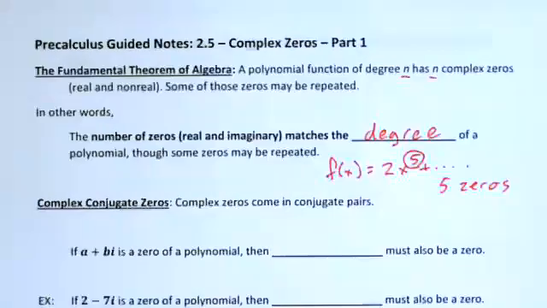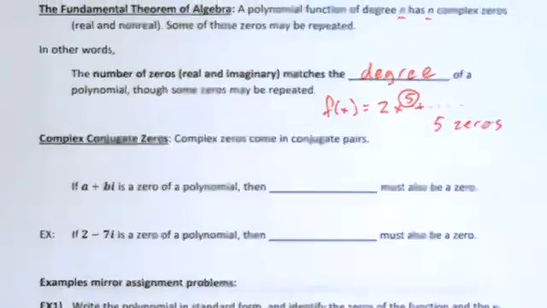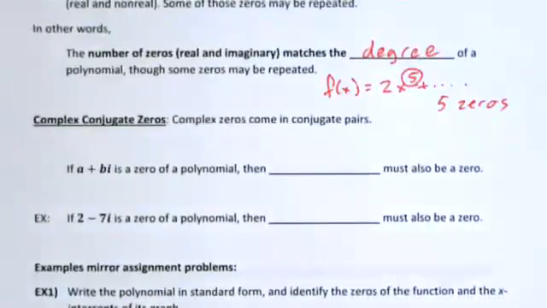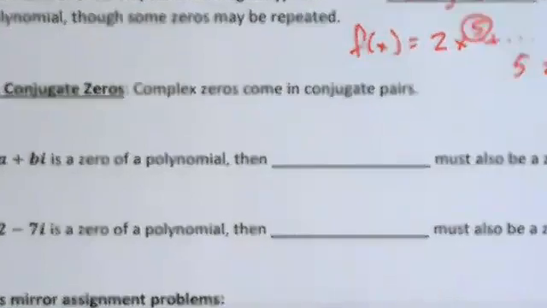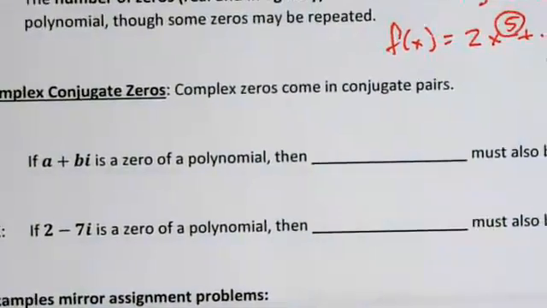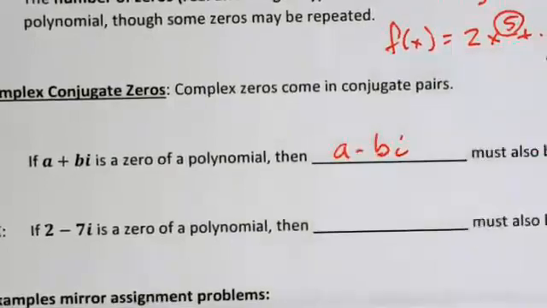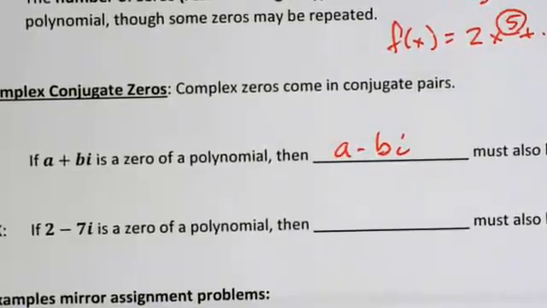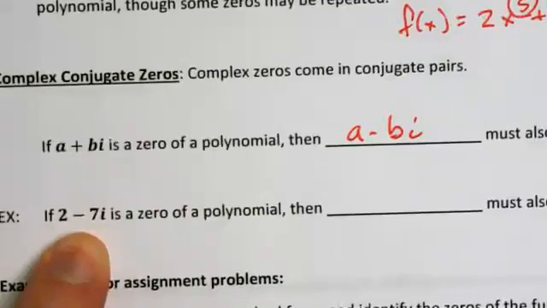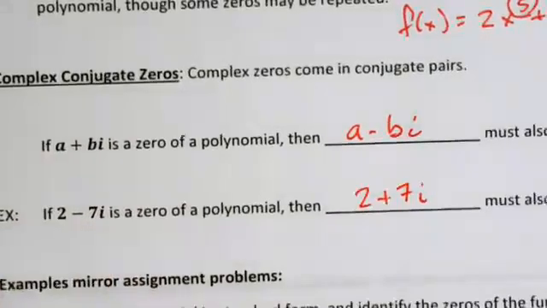Another important theorem is the complex conjugate zeros theorem. This states that all complex zeros for a polynomial come in conjugate pairs. So if I know that a plus bi is a zero of a polynomial, then a minus bi must also be a zero. So if for some reason I knew that 2 minus 7i was a zero of a particular polynomial, then 2 plus 7i must also be a zero.